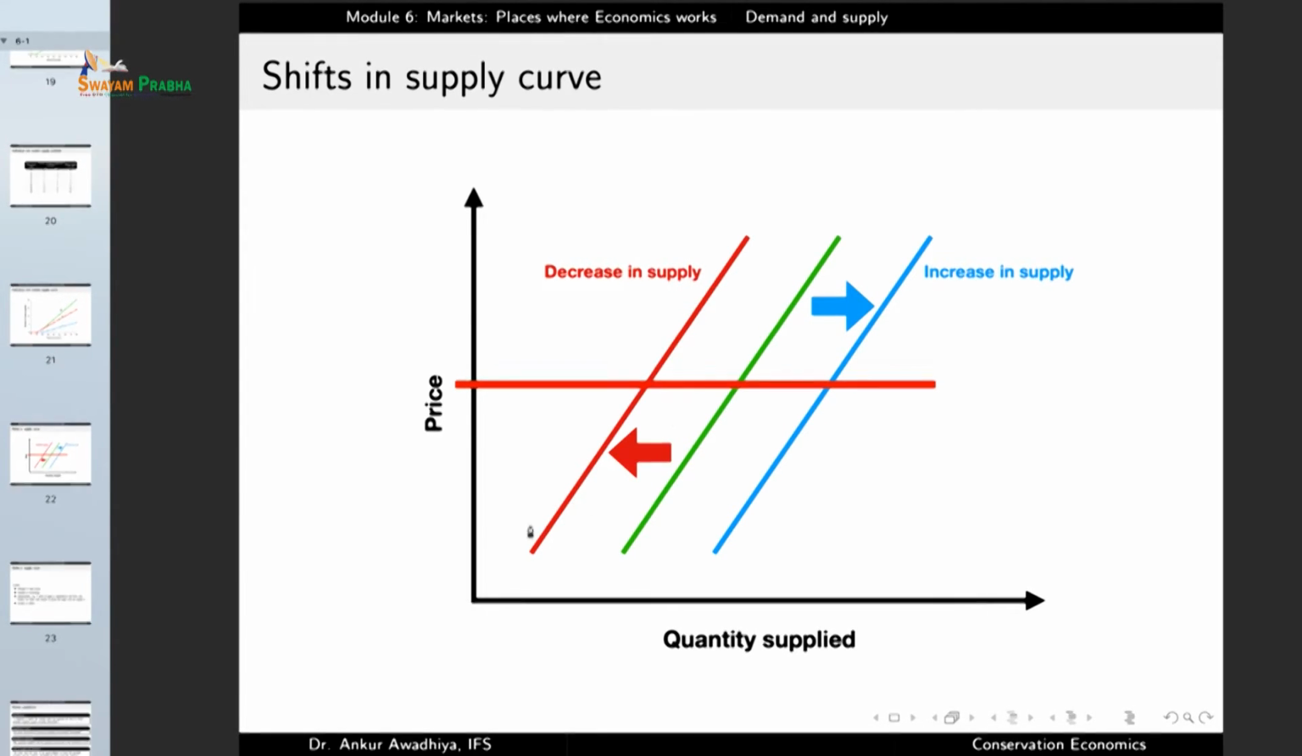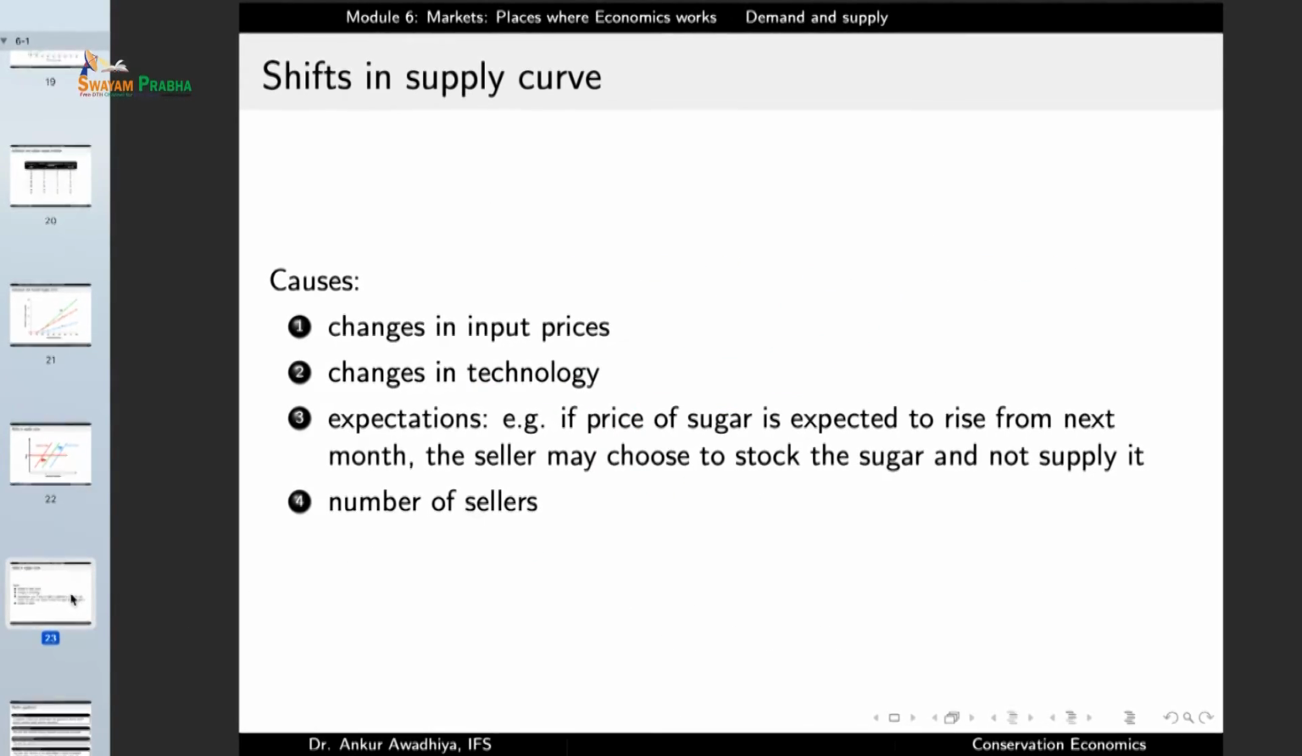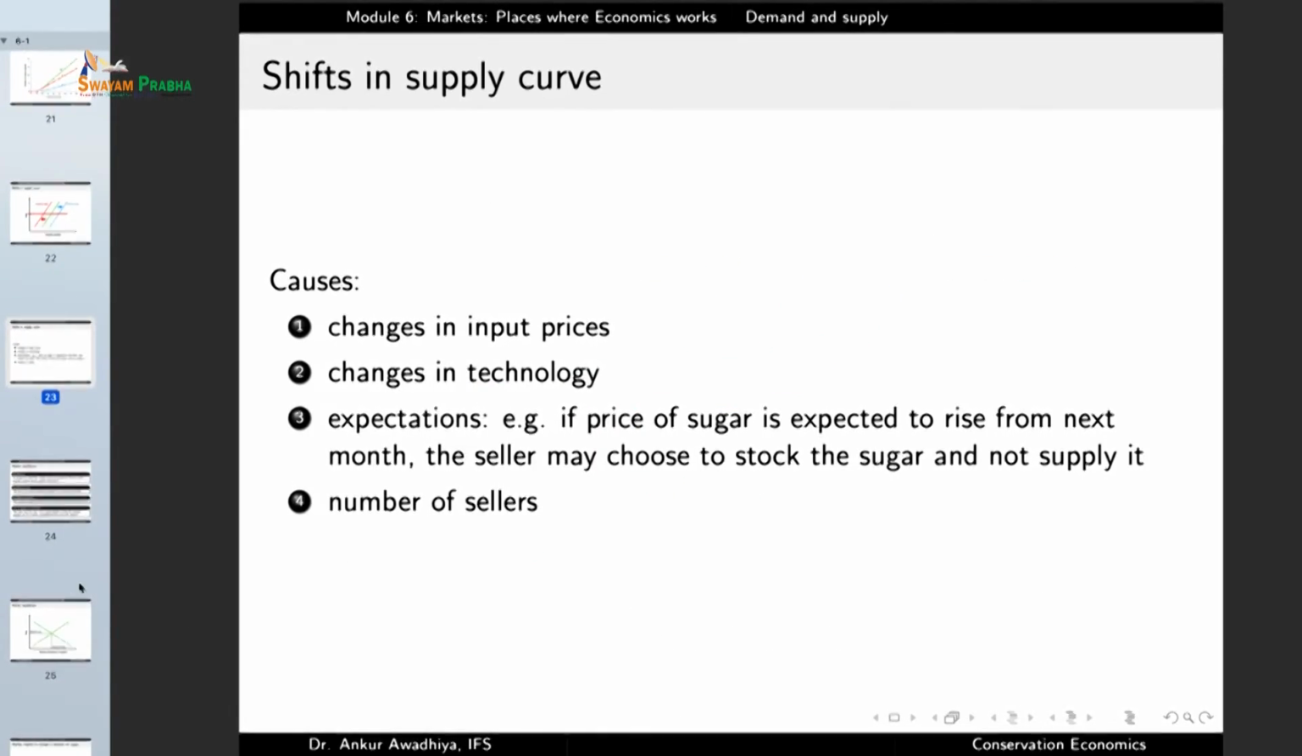Now, what can cause such shifts? We can have changes in the input prices. So, in the making of a cake, you require flour, you require sugar, and if the price of flour changes or if the price of sugar changes, then each seller will be more or less able to supply the cakes to the market at any given price point. So that would lead to a shift in the supply curve.